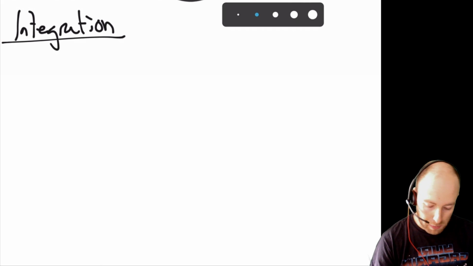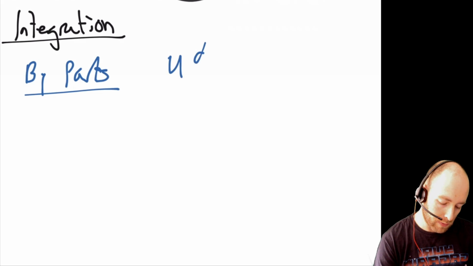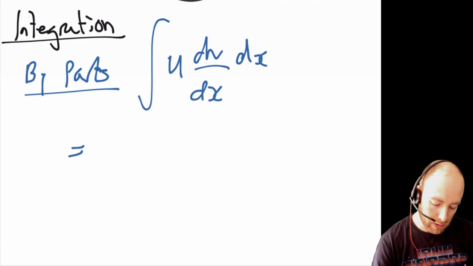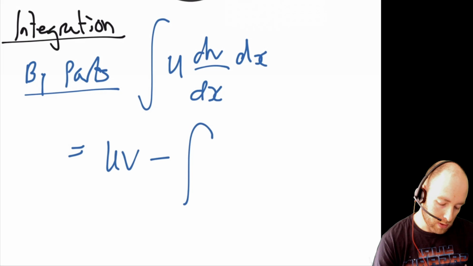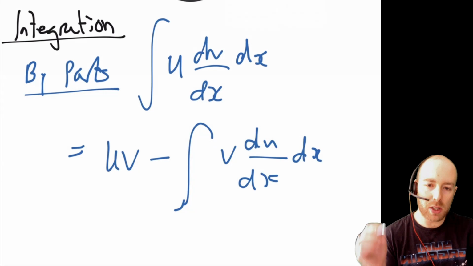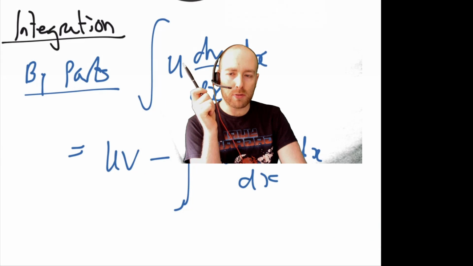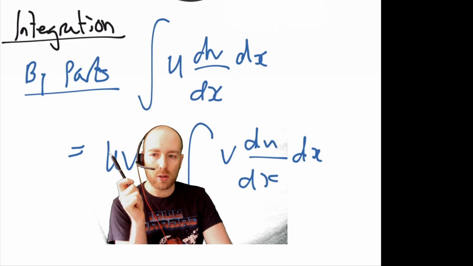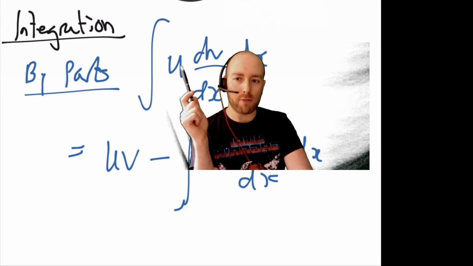The next big topic is by parts. So we've got u dv/dx, and we rewrite that as uv minus the integral of v du/dx dx. And the whole point of this is we go from a product of two things, one of which we don't want to integrate. So u isn't integrated, then we differentiate u and write it here and integrate that. We're never actually integrating u.